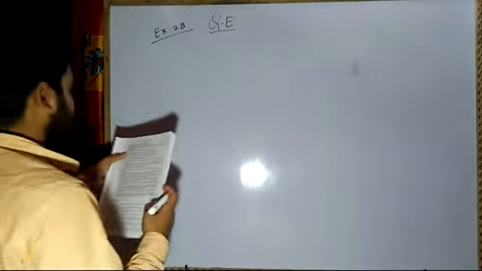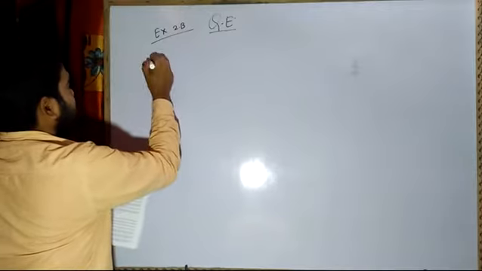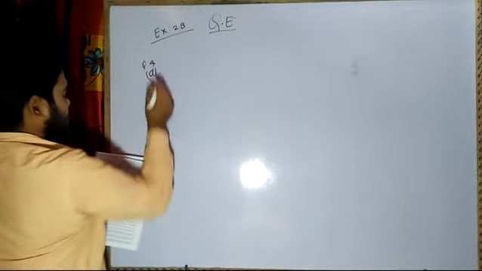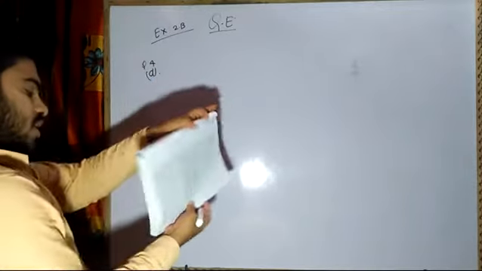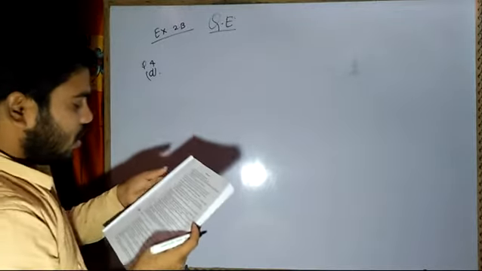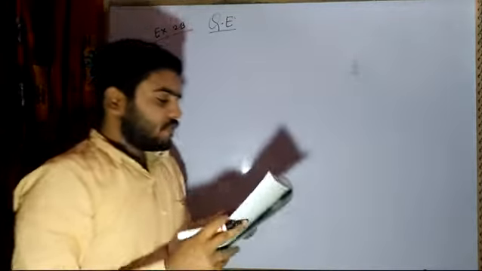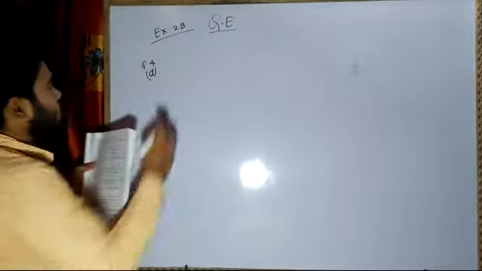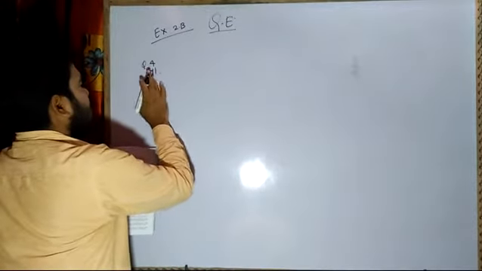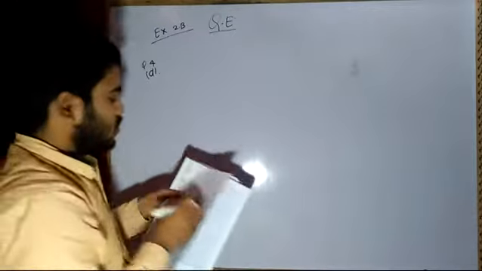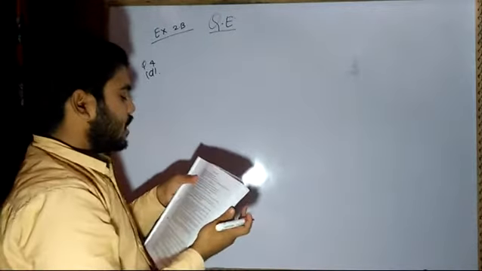Now question number 4 subpart D. Why am I going like this? Because there are so many problems and almost all of them are easy, but still I am solving them so that those who don't have the knowledge of how to solve the problems will at least get an idea.